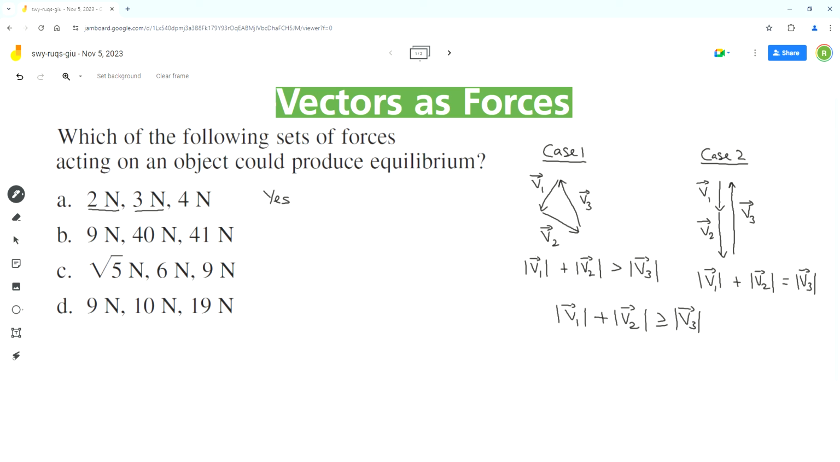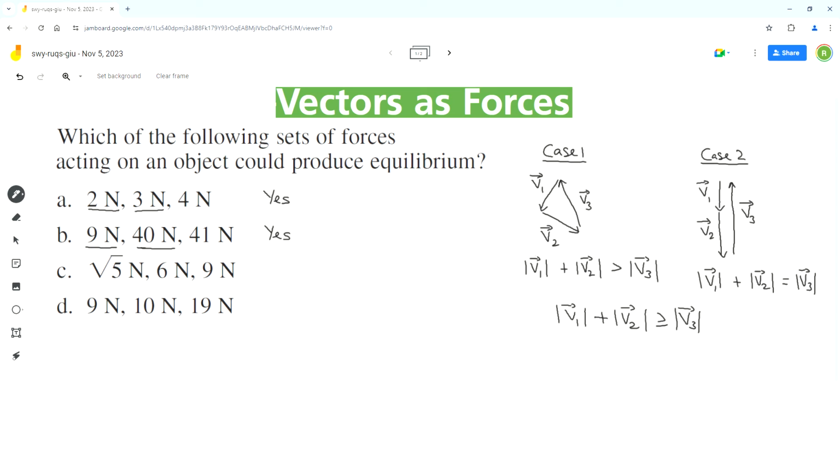Now we can analyze part B. In part B, the smallest forces are 9 Newton and 40 Newton, and their sum is 49, which is greater than the magnitude of the third force. So that means this set can also produce equilibrium. And this set corresponds to case 1.